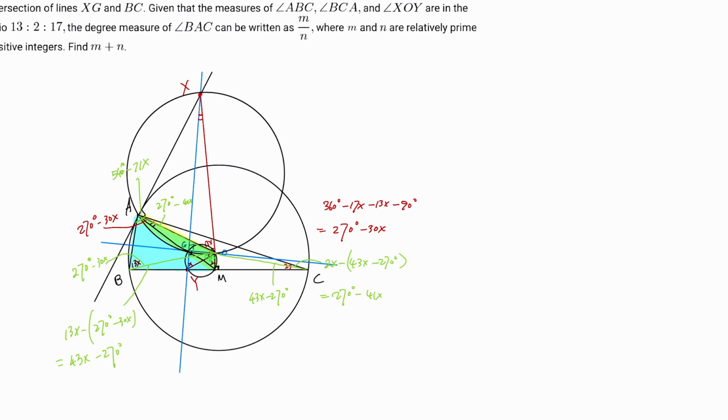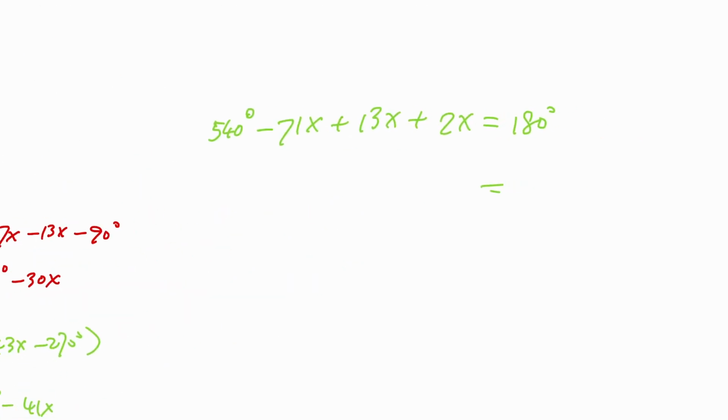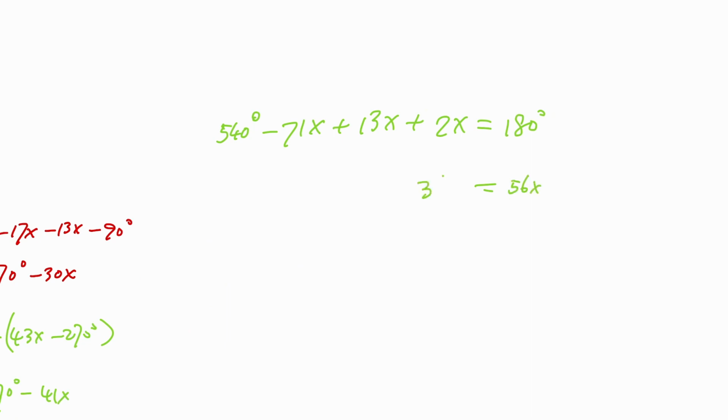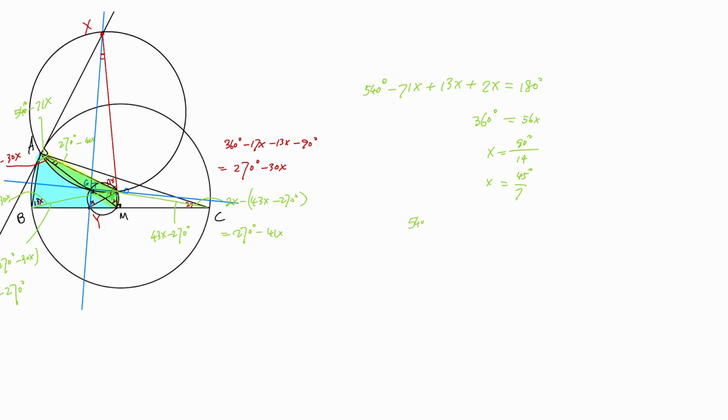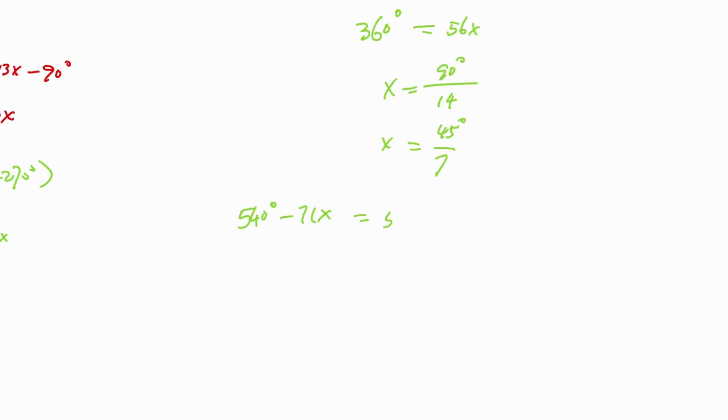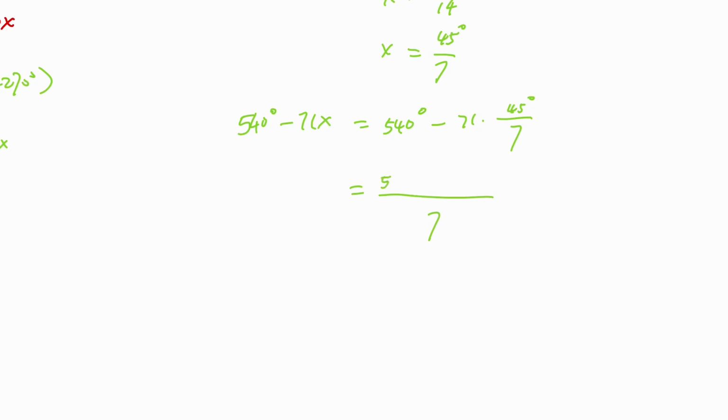Now we could just use the sum of the internal angles of a triangle. So 540 degrees minus 71x plus 13x plus 17x plus 2x is equal to 180 degrees. So 56x is equal to 360 degrees, or x is equal to, let's cancel out a 4 right now, 90 degrees over 14, or 45 degrees over 7. Now, to find 540 degrees minus 71x, we just need 540 degrees minus 71 times 45 degrees over 7, or with 7 in the denominator, 540 degrees times 7 minus 71 times 45.